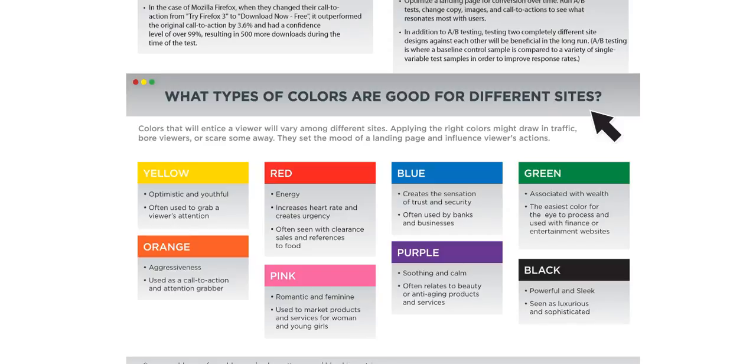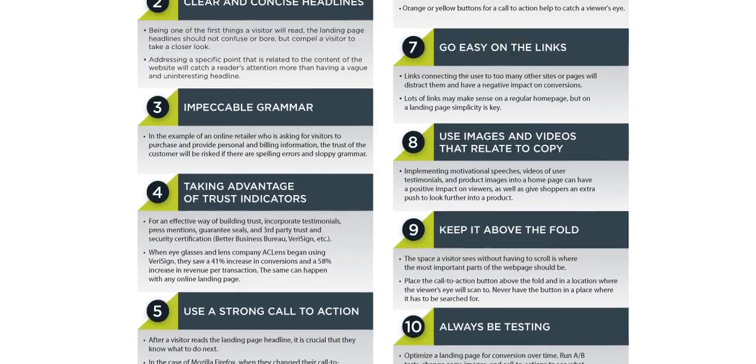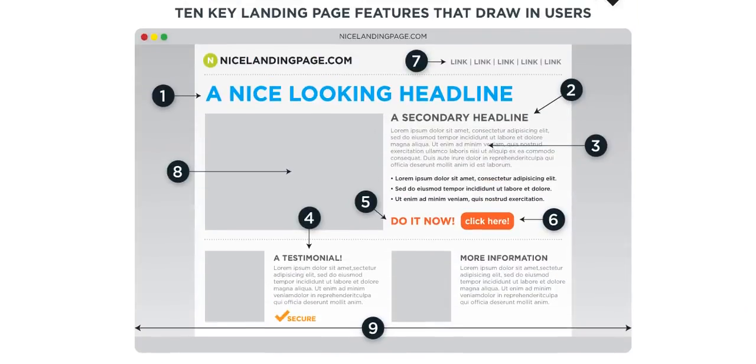Blue is trust and security, used by businesses and banks. Purple is soothing and calm, used for beauty products, things like that, anti-aging. Green is a good one, associated with wealth, the easiest color for the eye to process, and used with finance or entertainment websites. And black is powerful and sleek, sophisticated, etc. So depending on what you want to do, make sure you incorporate the right colors. Everything helps. So here's just another quick look at the perfect anatomy that you guys are going to want to follow if you're trying to build this on your own.